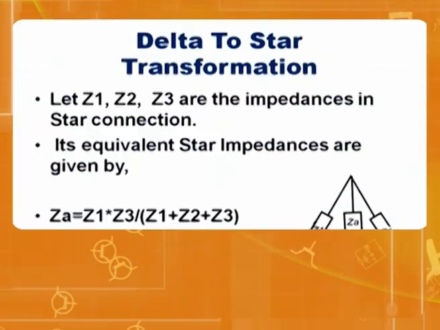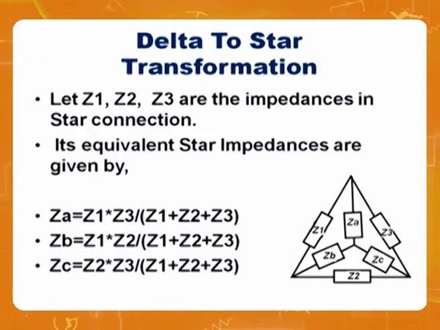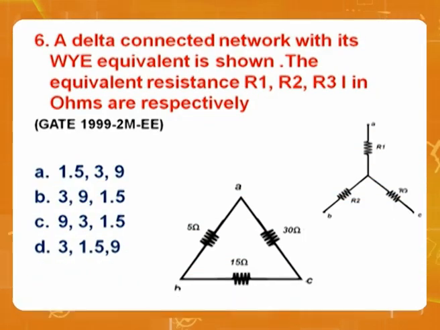Then delta to star, reverse operation. When you go for the reverse operation, look at here. If you want ZA, it is Z1, Z2 by total. What are the things multiplied here? Z1, Z3 by total. Here, ZB you want Z1, Z2 by total. ZC you want Z2, Z3 by total. Very easy to remember. Let us go to the problems.